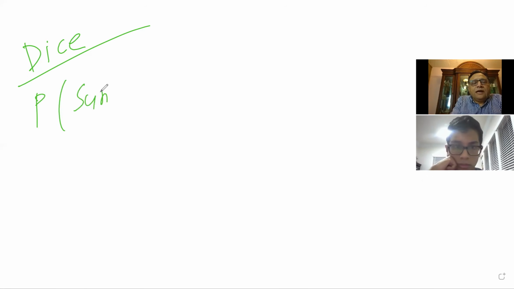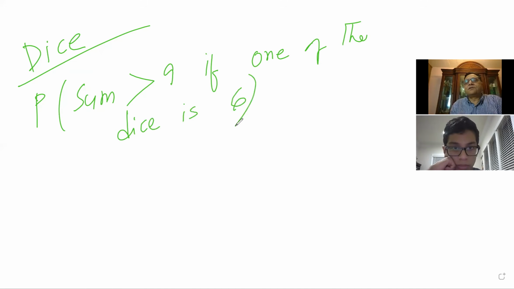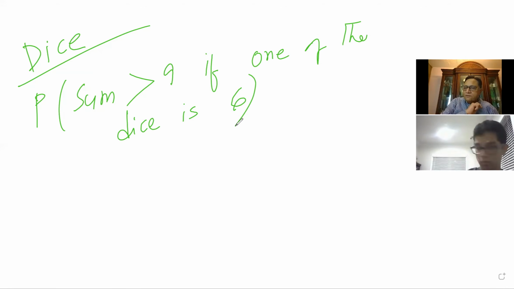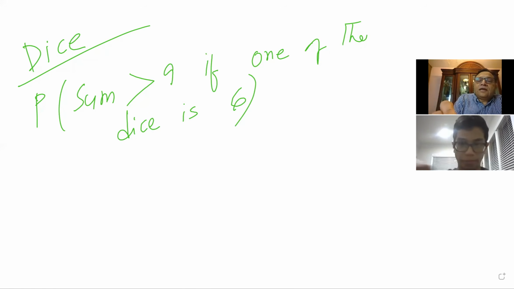Now, in case of a dice, I want to say, what is the probability of getting the sum as greater than, let us say, 9 if one of the dice is 6? Now I know that when I threw, one of the dice was 6. Now I'm asking what is the probability of getting the sum as greater than 9: 10, 11, 12, right? Now, this type of question can be solved very easily with the help of a matrix.